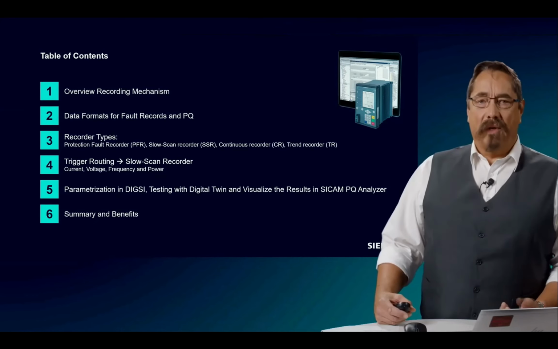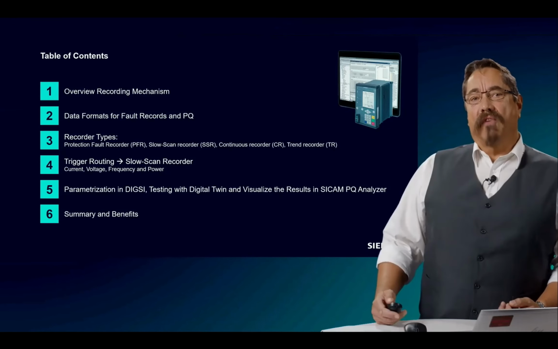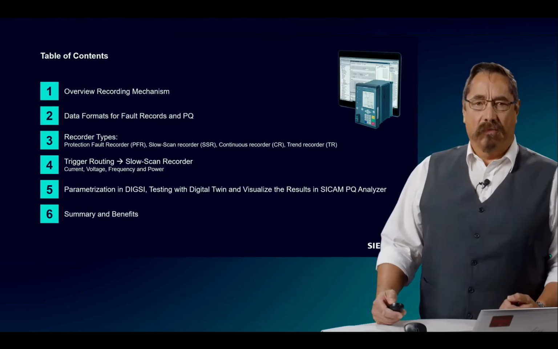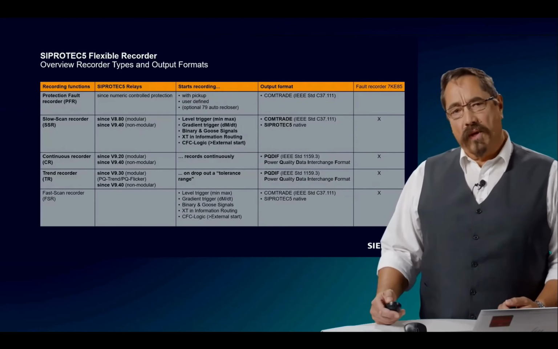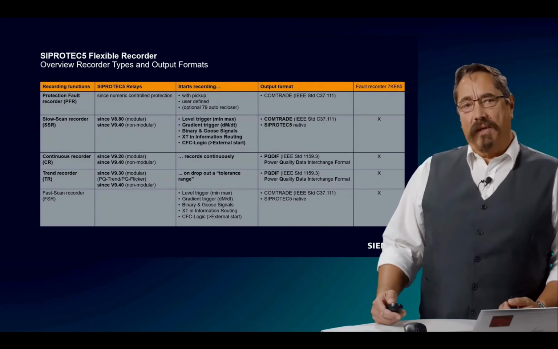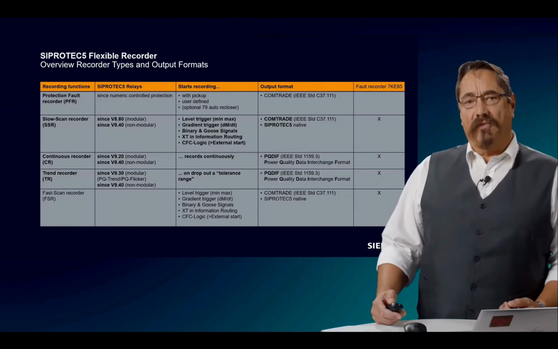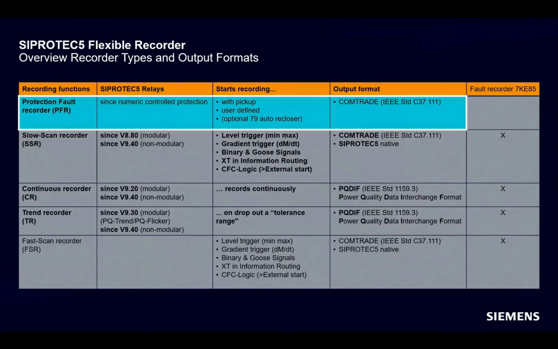All right, let me now give you an overview of the various recording mechanisms. On the left side of the table, I've listed the different recording functions. The first row shows the well-known fault recorder mechanism, which works in relays since they changed from mechanical to numerical ones. Here, I would like to inform you about the first new topic in the webinar.